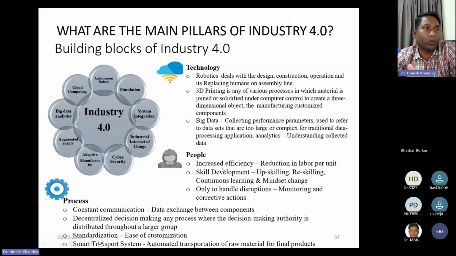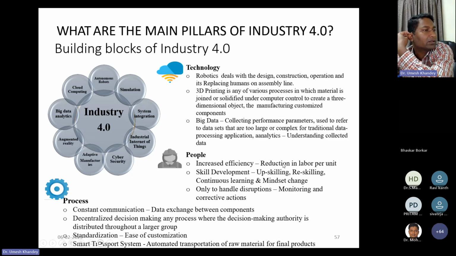Next one, with respect to people: increased efficiency, reduction in labor per unit, skill development, upskilling and reskilling that is required continuously, and a mindset change, only to handle disruption, monitoring and corrective action. These are the times where you actually require people, for handling disruption and for monitoring and correction. Whether at the initial disruption or at the last disruption, there you can have people intervene, and for monitoring as well as for correction you may require human beings. Otherwise all the things are going to be automated.